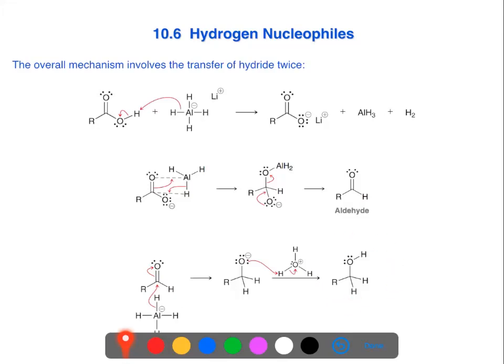So if you have any questions about nucleophilic addition with respect to the use of hydrogen nucleophiles, not only to reduce aldehydes and ketones, but now we've seen that we can carry out the same reaction with lithium aluminum hydride for esters and carboxylic acids.